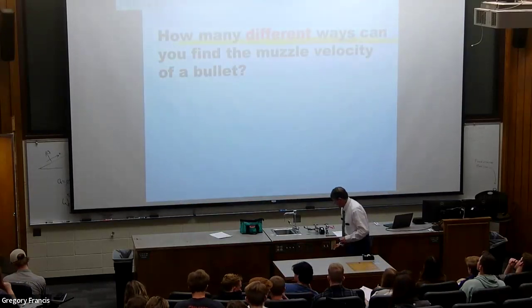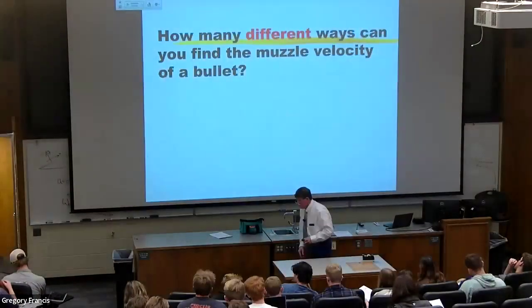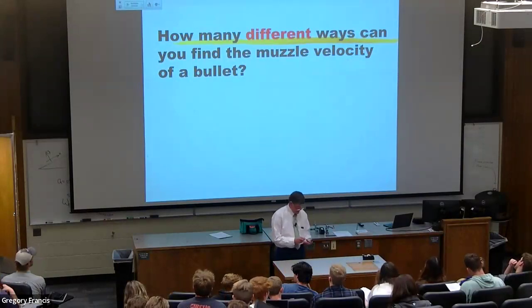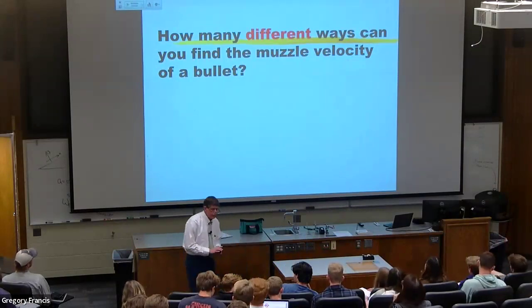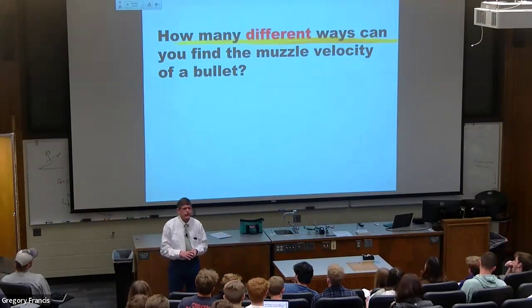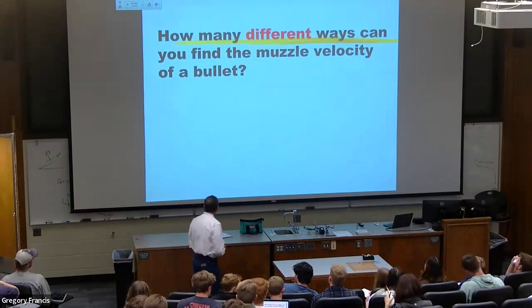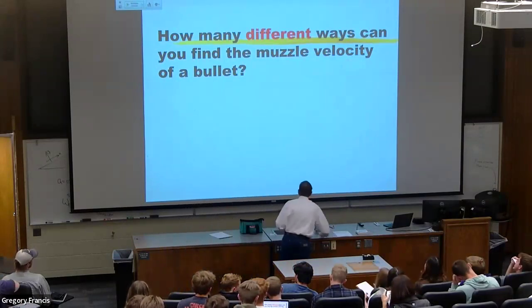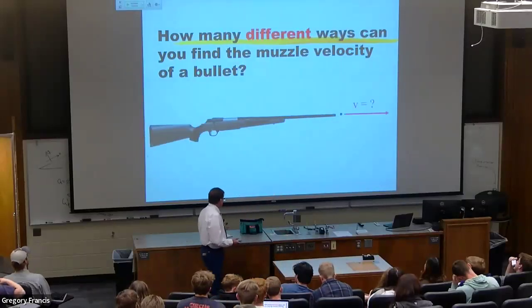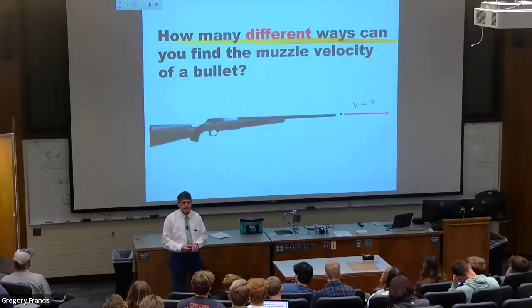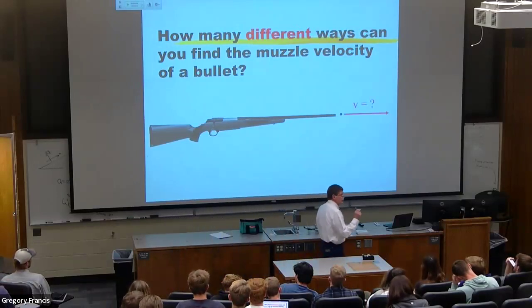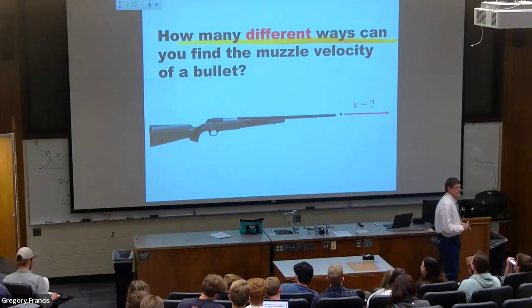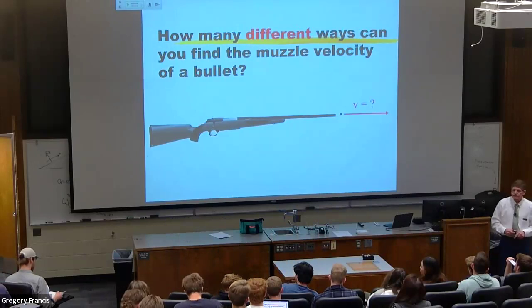Let's practice what we've learned in the course so far by answering this question. How many different ways can you find, using what we've learned in the course so far, to measure the muzzle velocity of a bullet? In other words, if I fire a bullet, I want to know how fast it is going when it leaves the barrel. With your neighbor, try to come up with as many creative ways using the physics that we have talked about in this class, using the ideas that we have discovered to measure this velocity.